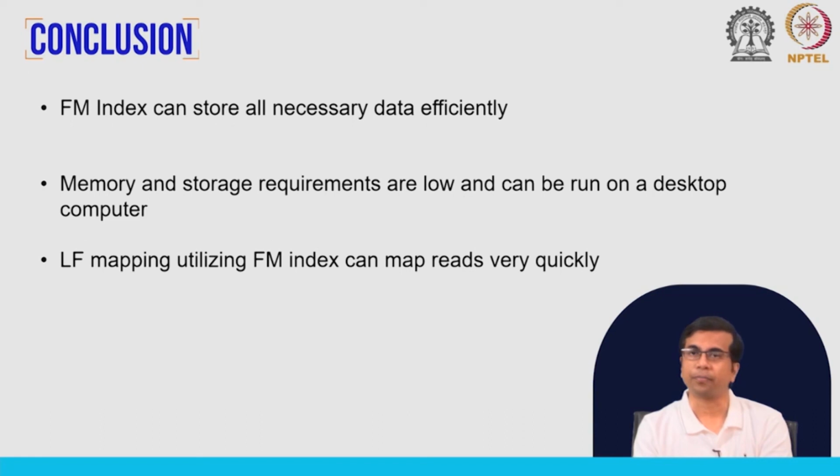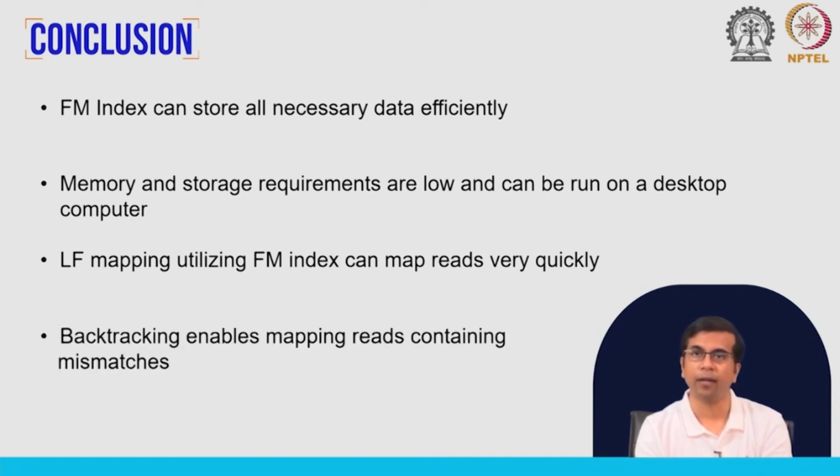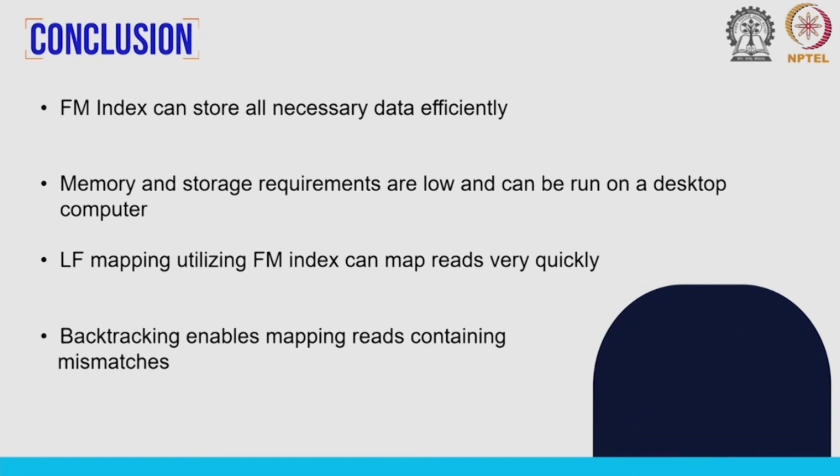What we have also seen is that if you use this FM index and the principle of LF mapping, we can map reads very quickly without any problem, and we can also map reads containing mismatches by using a method called backtracking. So, combined together, this seems to be the ideal method.